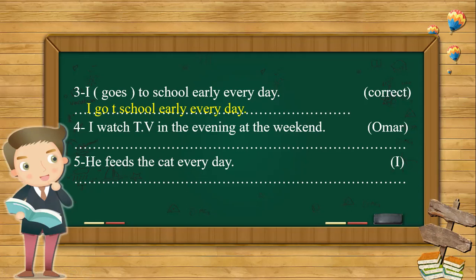We add S. Just stop for 1 minute and look at the verb. Watch. CH. Watch ends with CH. So the CH is a friend of what? Super. The CH is a friend of ES. So I will not just put S, I will put ES. So it will be: Omar watches TV in the evening at the weekend.